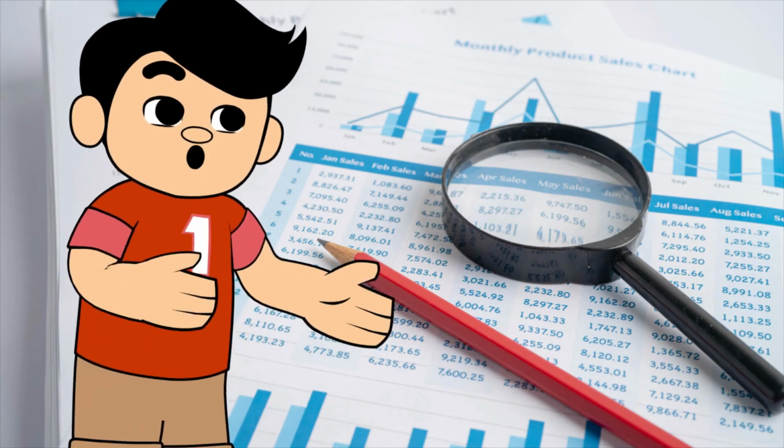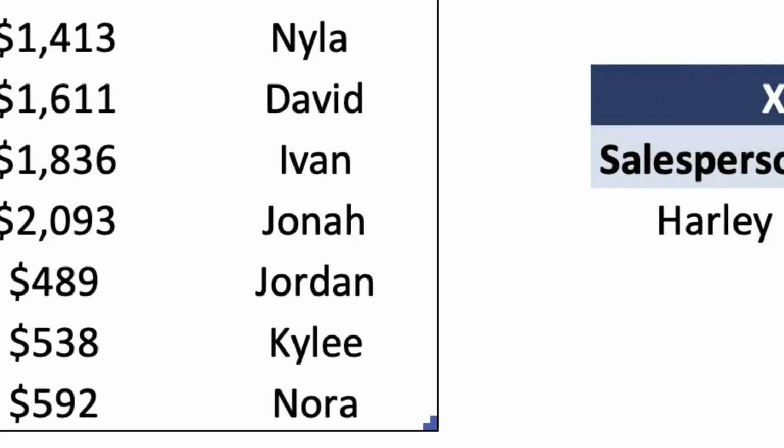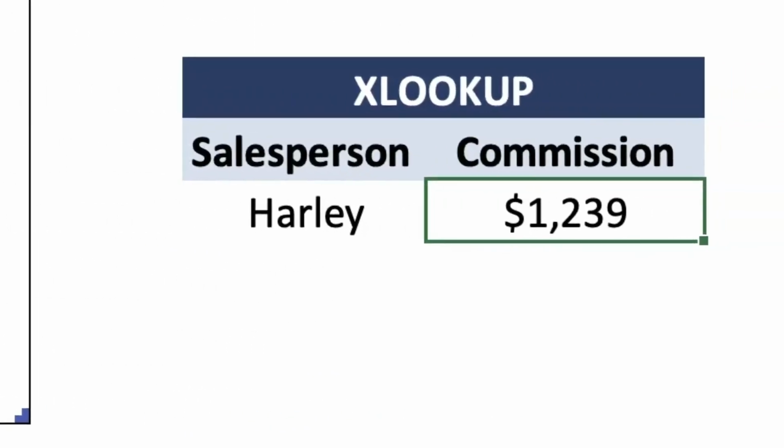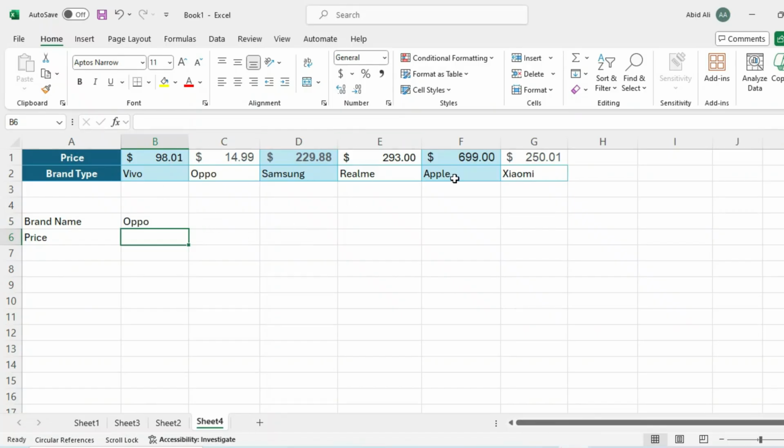XLOOKUP works great when you have a vertical list of data, but what happens if you have a horizontal list? XLOOKUP can search both vertically and horizontally, whereas VLOOKUP only searches vertically. Here on the next worksheet, XLOOKUP works just as well with horizontally presented data.